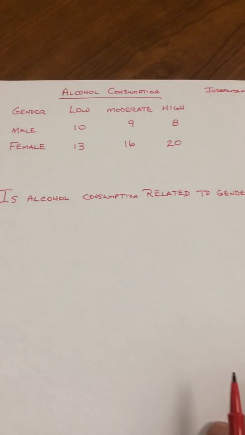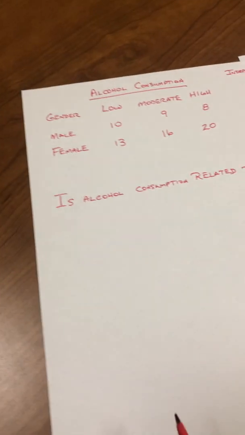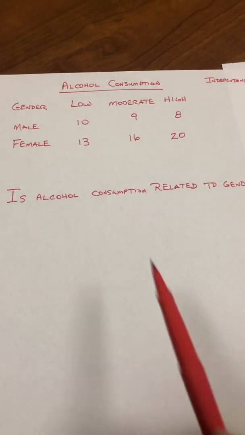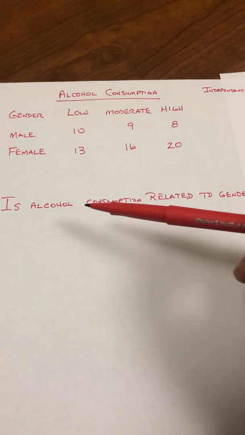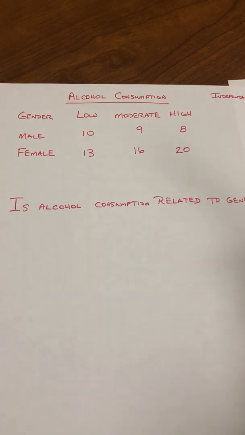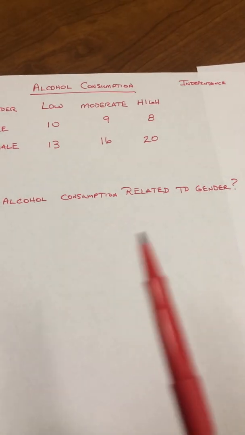So here we go. The lesson needs to cover two things. It needs to cover real quickly how to do the null hypotheses and alternative hypotheses for these tests, and also how to calculate the expected values. So in this first problem, we're looking at, is there a relationship between alcohol consumption, the level of alcohol consumption, and whether you're a male or a female. So is alcohol consumption related to gender?